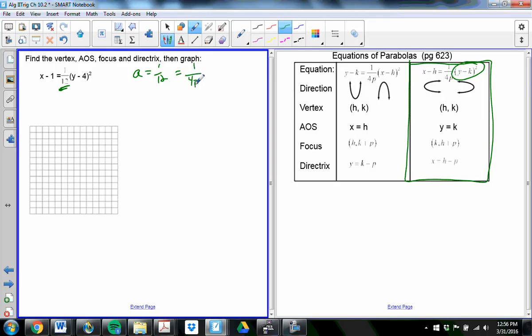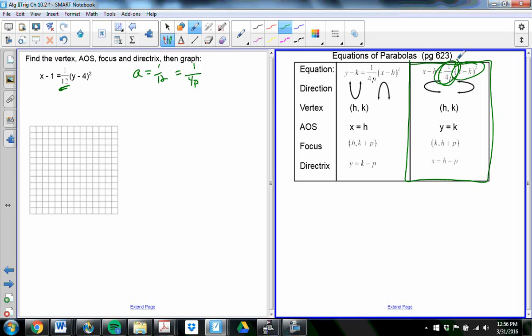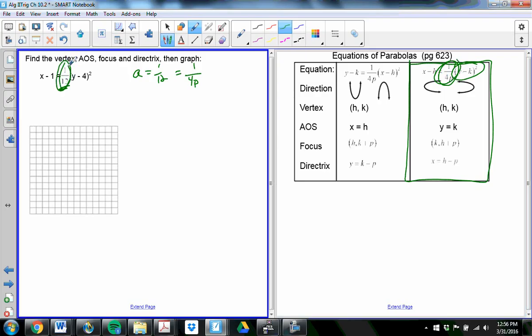And I've got to find this p value. Finding p is the most important step here. Everything else comes from there. So if 1 over 12 is the same as 1 over 4p, this coefficient here matches this coefficient here, then my p value must be 3. Because 1 over 4 times 3 is 1 over 12.